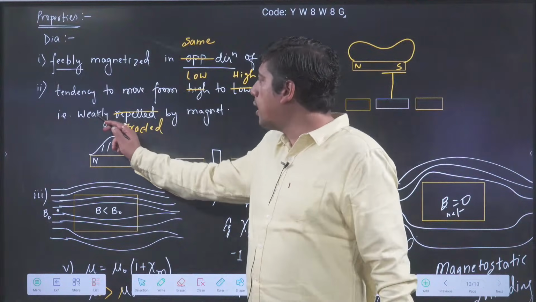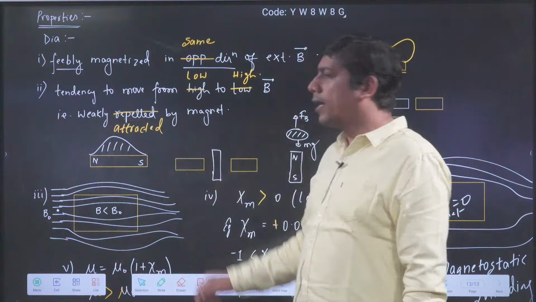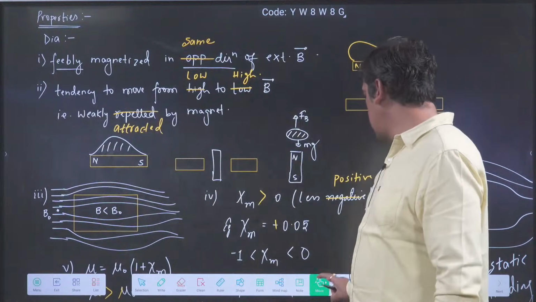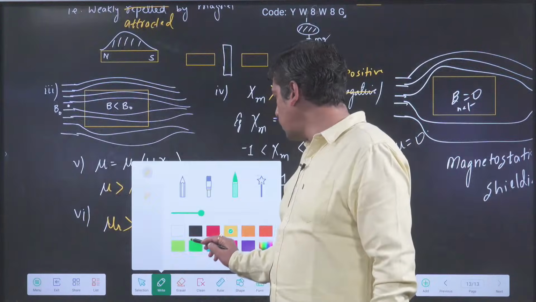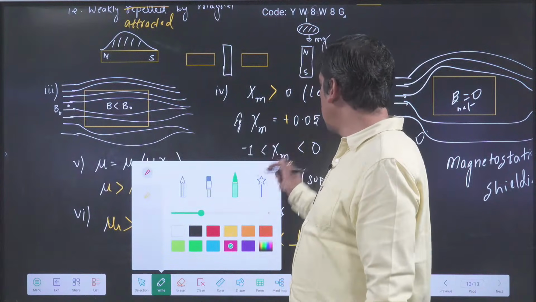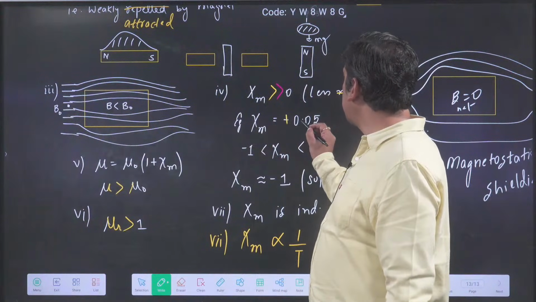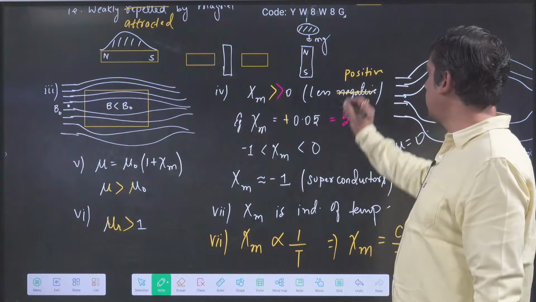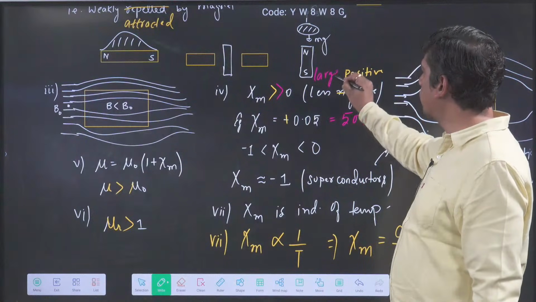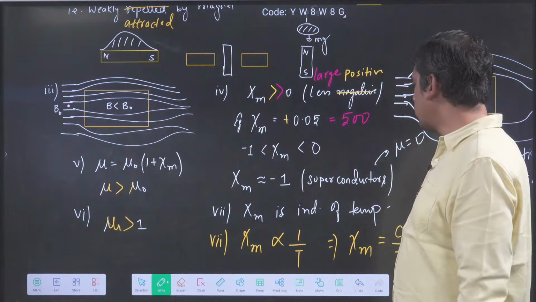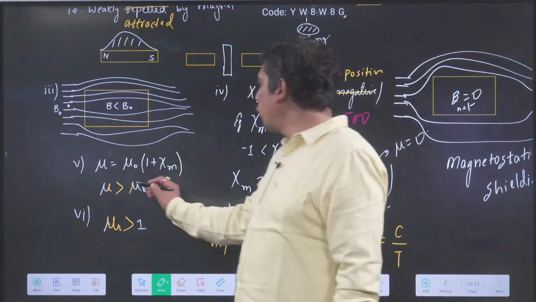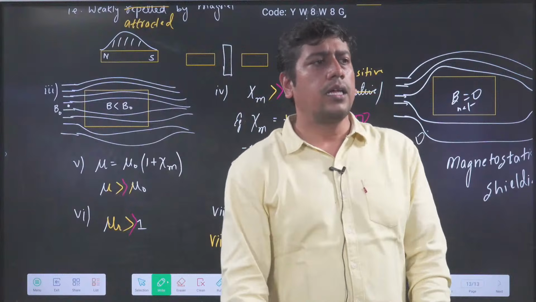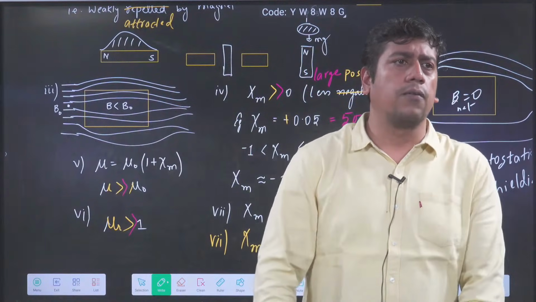So they are strongly attracted by a magnet. Magnetic field lines will be crowded. And here, mu will be much greater than mu naught, and the value will be like 500. It will be a large positive value. Mu r will be much greater than 1. Remember these points. You can see them from the notes or from any book also.